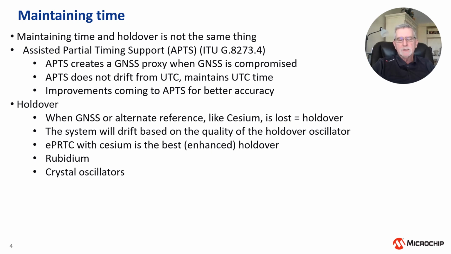Or we can put a system together where our enhanced holdover component is not inside the receiver, but outside the receiver in a cesium atomic clock package. We connect a cesium and we use EPRTC or enhanced primary reference time clock algorithms in the receiver, and we lose the reference to the receiver from the GPS or GNSS connection.